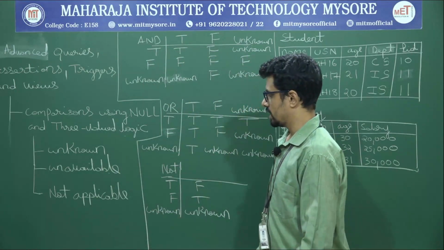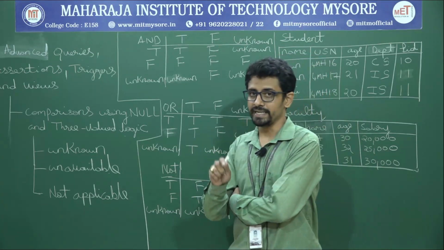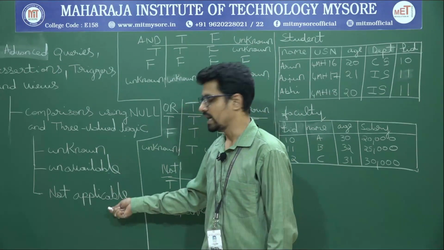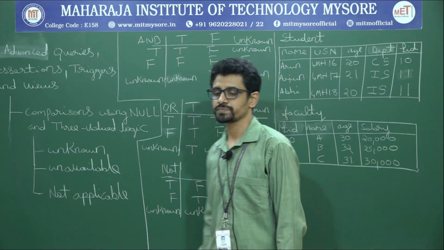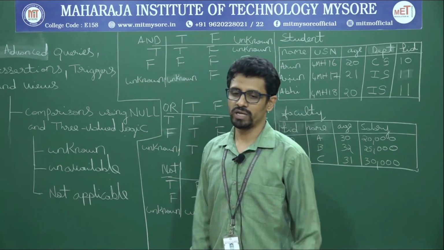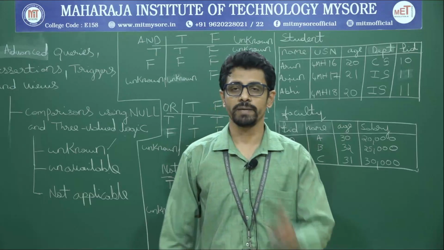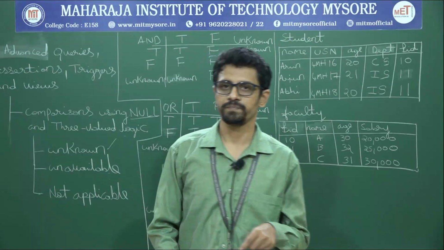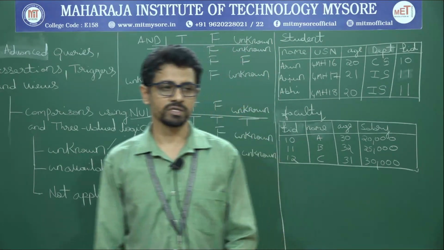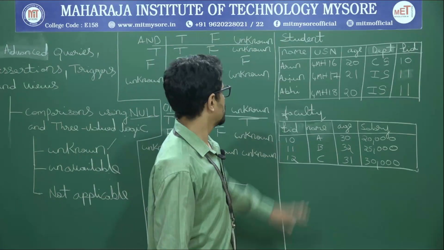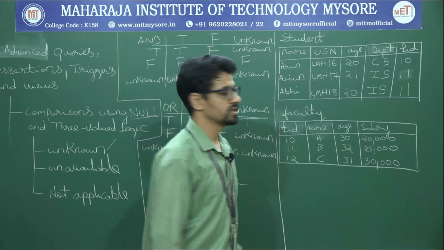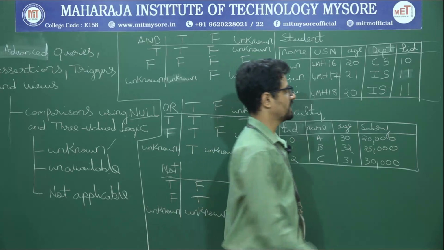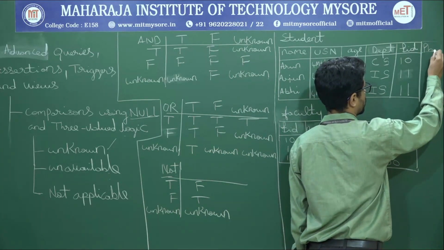Before that, the value that null indicates can have 3 interpretations. One is unknown, one is unavailable, the other one is not applicable. Now we'll go with the first one, the unknown type of null. I am just explaining the 3 variants in which you can interpret the values of null. So the first one is unknown. Say for example, I have a student table, and I take another attribute, say phone number, a landline number, something like that.